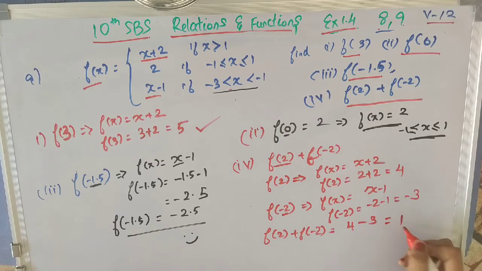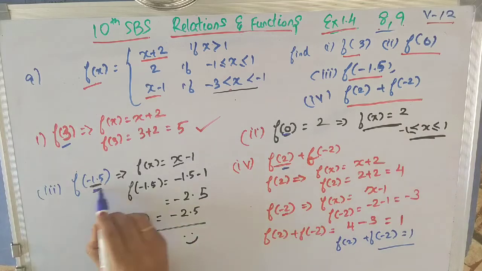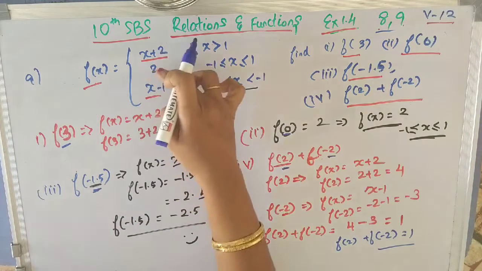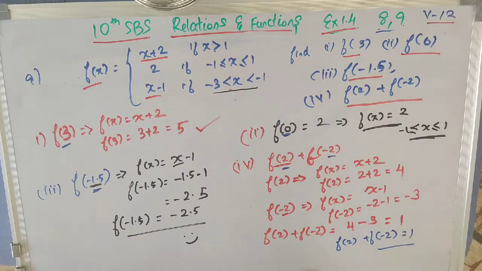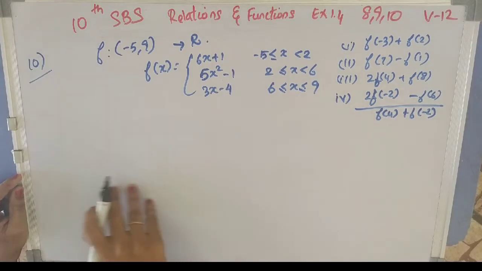Clear? Do you understand? So we have found here f of 2 plus f of minus 2 is equal to 1. Clear? Hope you all understand this ninth problem completely. Here choosing the x and finding where x lies and choosing the f of x is very important in this problem. Okay? Now let's go to the 10th problem.